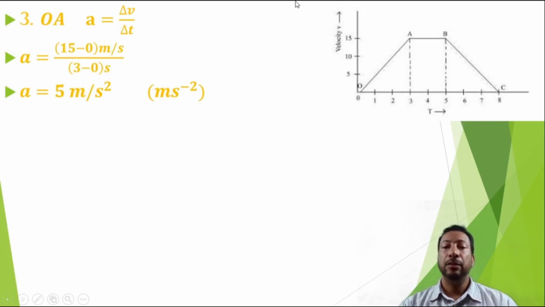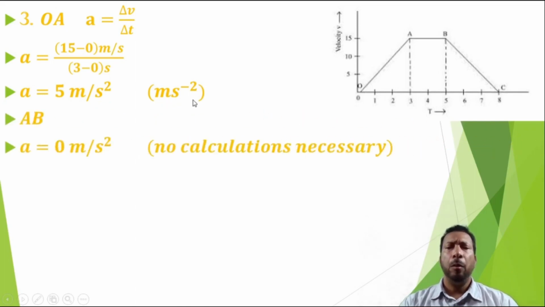Remember that the velocity is in meters per second, and we're dividing that by the time, which is in seconds. So meters per second per second, or simply meters per second squared. How about for AB, the section AB of our journey? Well, no calculations are necessary for that. You should simply state that it is 0 meters per second squared. Anytime you see a horizontal line on a velocity time graph, the acceleration is always 0 meters per second squared.